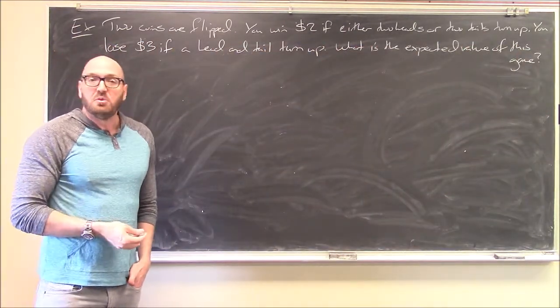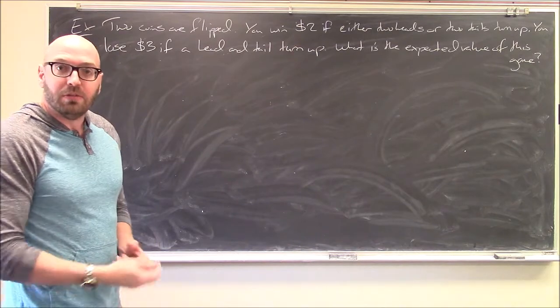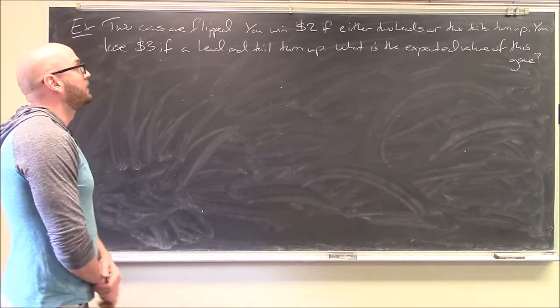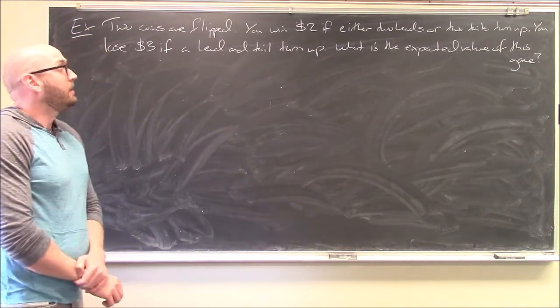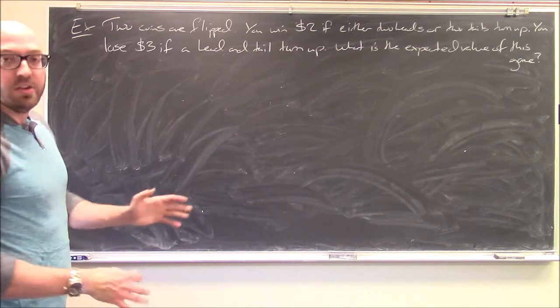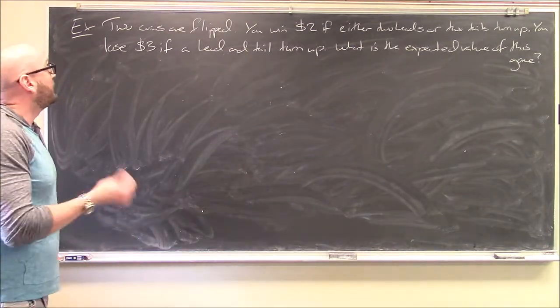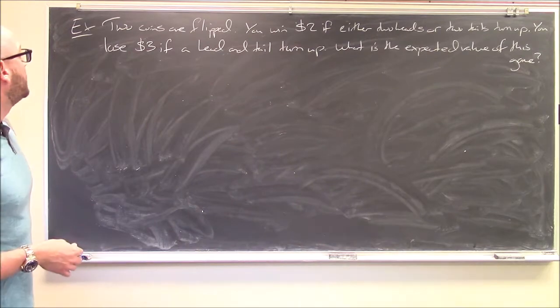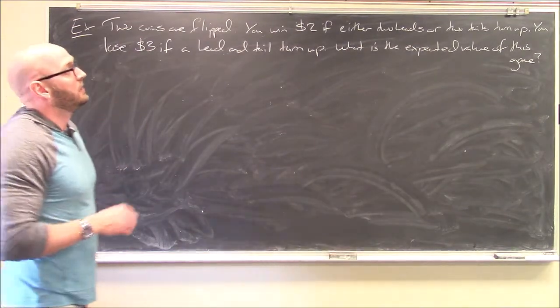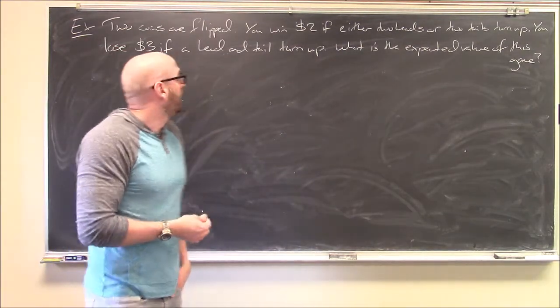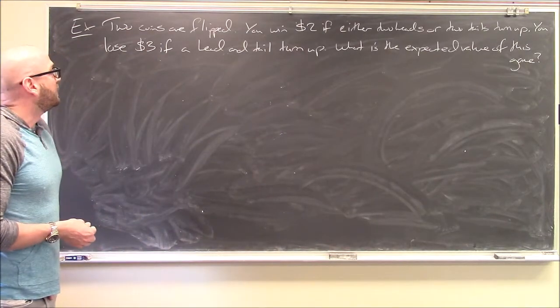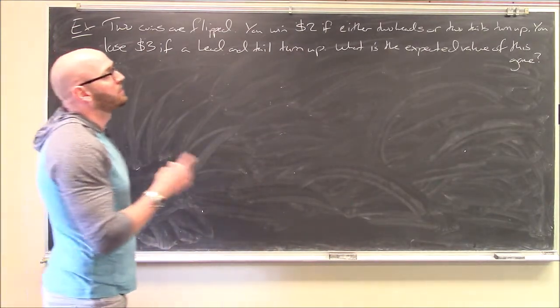Once again, another game question, because expected value is a really common concept in the context of games. And once again, we'll come back to flipping coins. So 2 coins are flipped. You win $2 if either 2 heads or 2 tails turn up, and you lose $3 if a head and tail turn up. What's the expected value of this game?